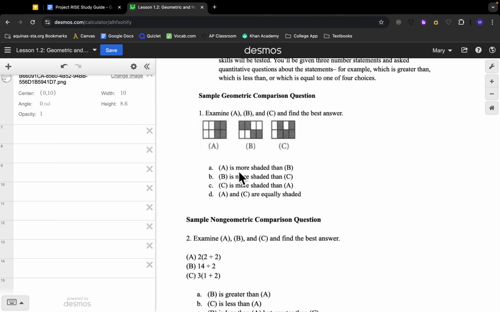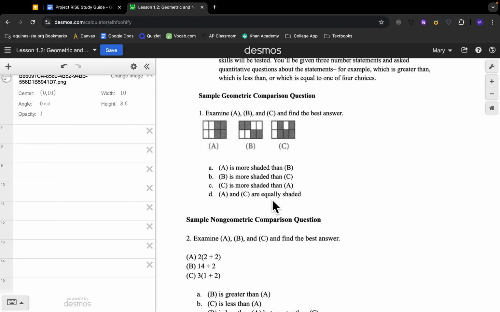Option A says A is more shaded than B, and we know it's wrong because they're shaded the same amount, 1/2. B is saying B is more shaded than C. We know this is wrong because figure B is shaded 1/2 and C is shaded 5/8, which is a little bit more than 1/2. C is saying C is more shaded than A.